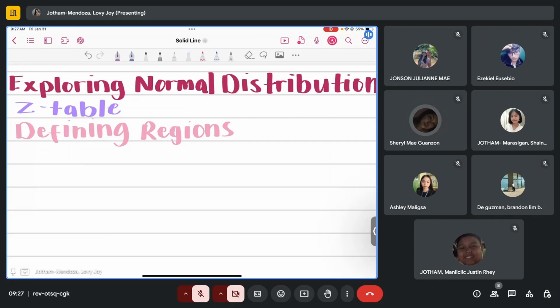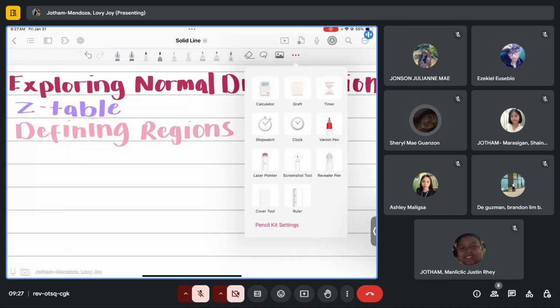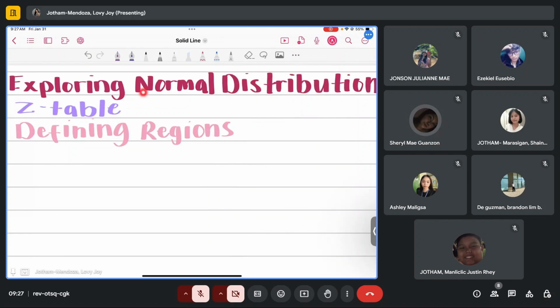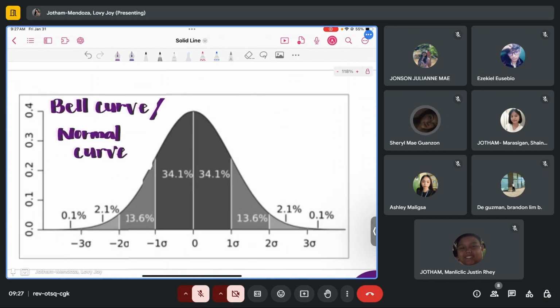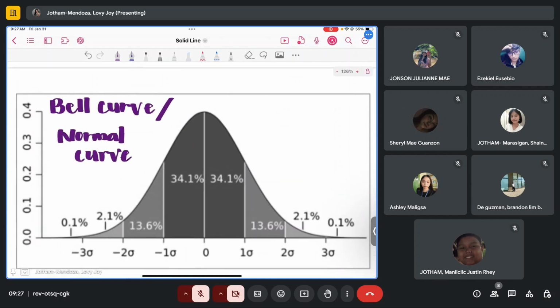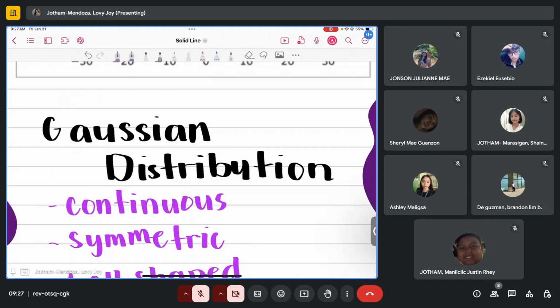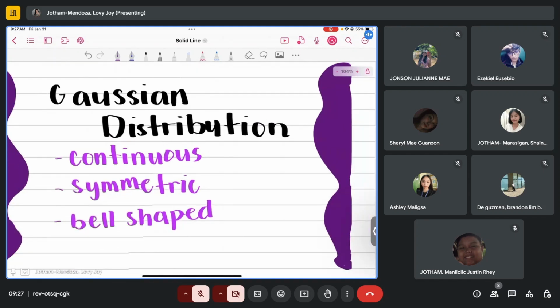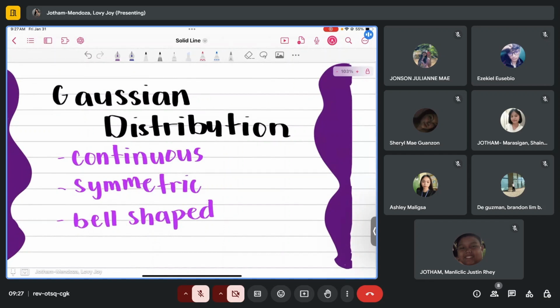Today we will discuss normal distribution, the Z table, and how we define the regions. Here is an example of a bell curve or normal curve. A normal distribution is also called a Gaussian distribution. A Gaussian distribution is a continuous, symmetric, and bell-shaped distribution of a variable.